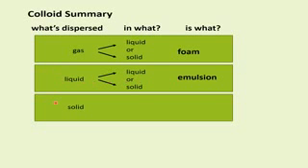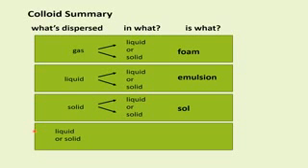Third phase of matter, we have solid, dispersed again in a liquid or solid. That is called a sol. Notice the consistency, three phases of matter, all in the same dispersing medium, liquid or solid, liquid or solid, liquid or solid. The fourth type of colloid is different. When a liquid or a solid is dispersed in a gas, that is referred to as an aerosol.